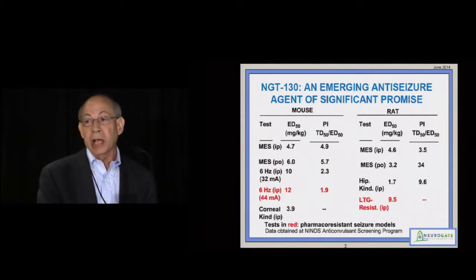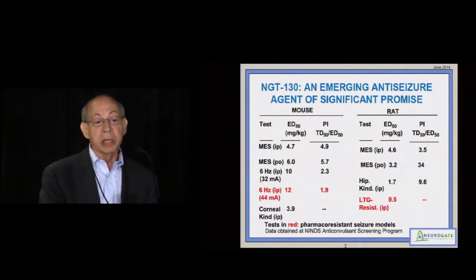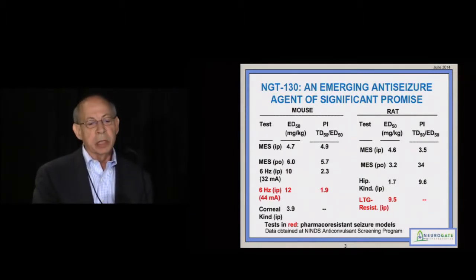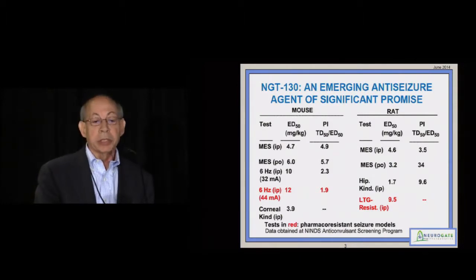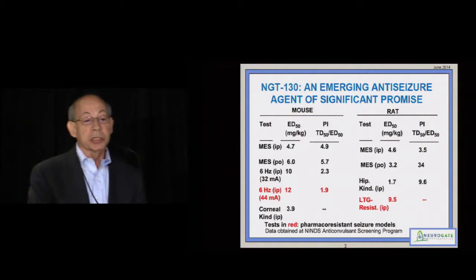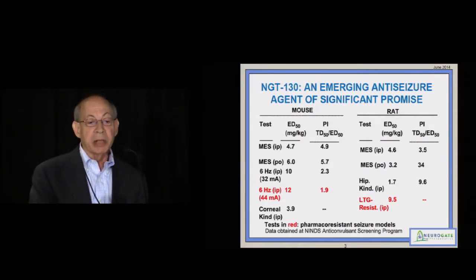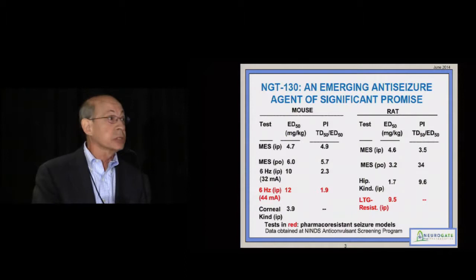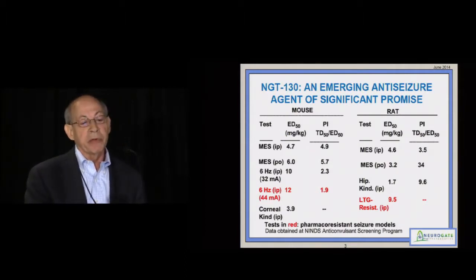You see here in the maximal electroshock test, the compound is effective. You want to strive for a low ED50, a more effective compound, and you try to get a high PI value, which is the neurotoxicity TD50 divided by the ED50. In the maximal electroshock test, 130 is effective in both mouse and rats, and by IP and oral routes. We also see it as effective in the 6 hertz at 32 milliamp test, where Keppra was found to be very effective.